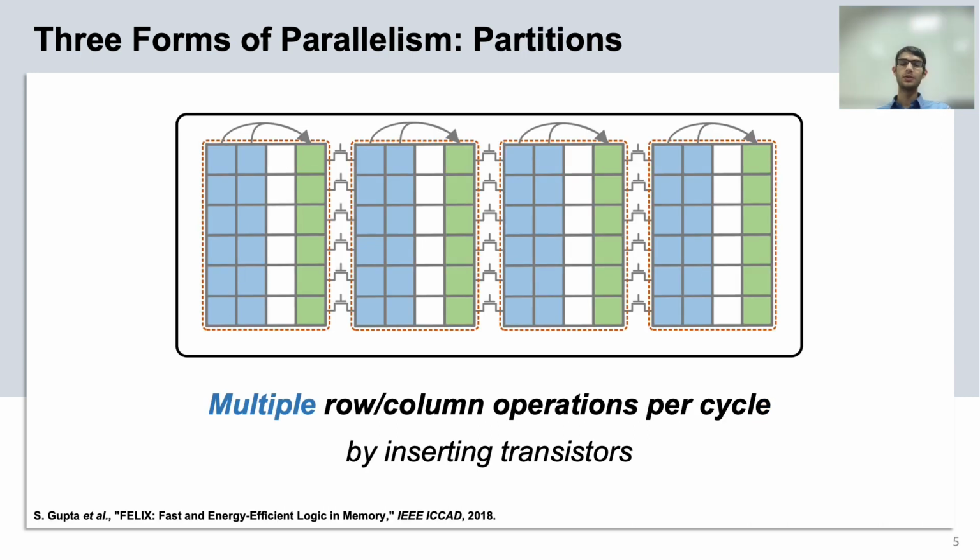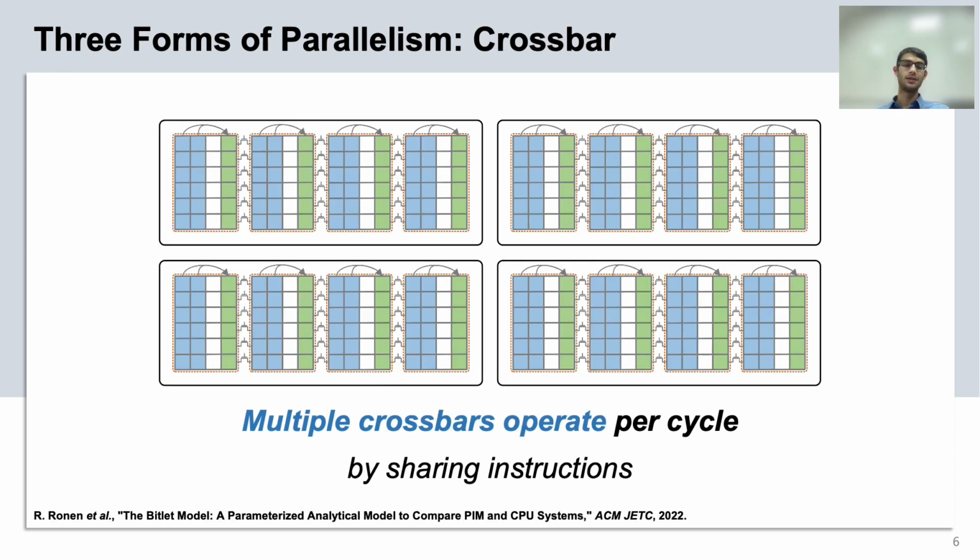We can start to improve this. For example, if we add partitions, that is, we separate parts of the crossbar using transistors to enable independent units or independent partitions, then we can get multiple row or column operations per cycle, all within the same crossbar. Also, if we have many crossbars, as is typical in a regular memory, then all of the crossbars can operate at the same time because we can simply share the instruction. That is, send the same instruction to multiple crossbars, and because there isn't any shared unit for computation, everything happens in a distributed manner in all crossbars with full parallelism.